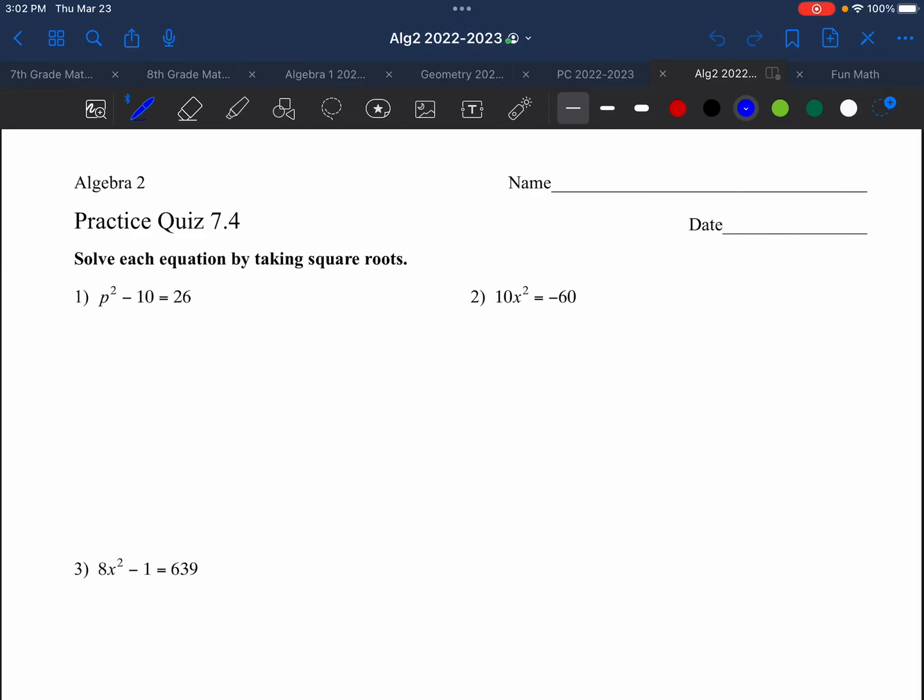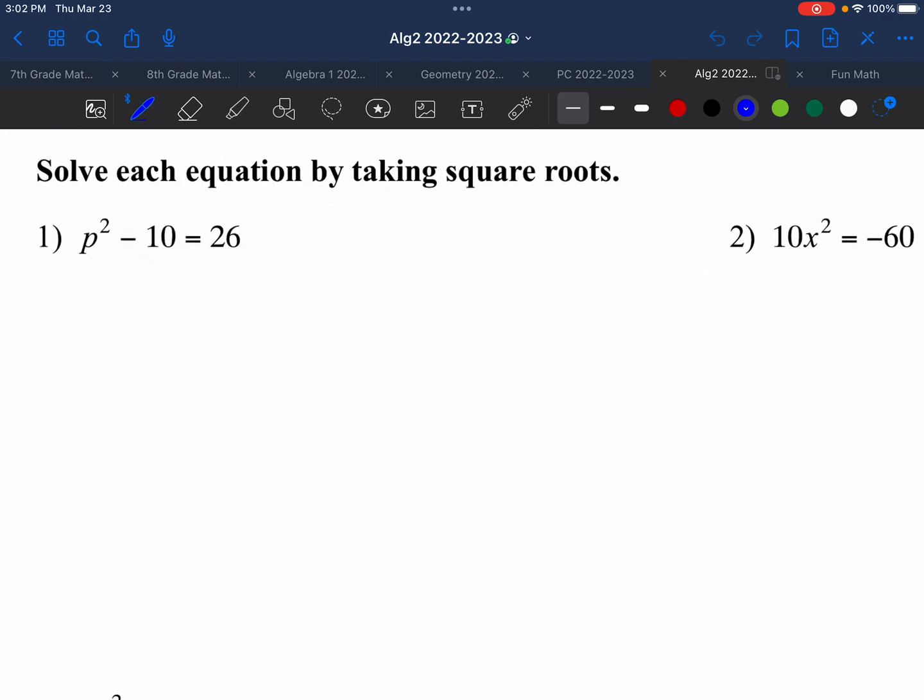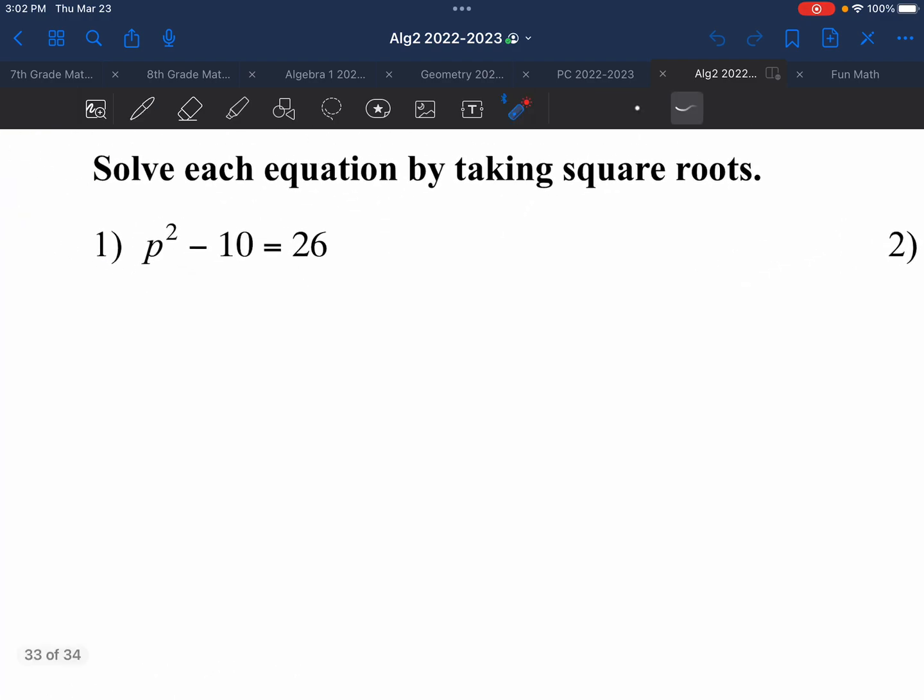This is Algebra 2, Practice Quiz 7.4. In the initial instructions, we're asked to just solve by taking square roots. So let's jump in. The general idea for each of these problems is to get this p to the power of 2 by itself, meaning this pesky minus 10 is going to have to move to the other side.